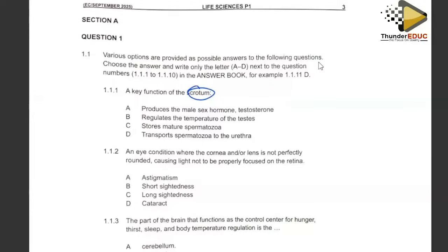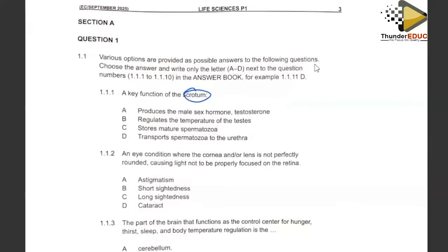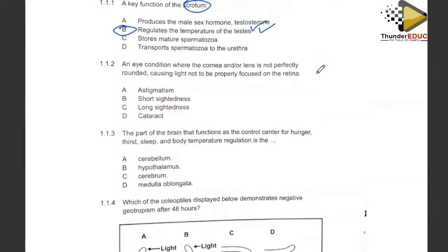If you look at these answers, you see: production of hormones, no. Store sperms, no. Transportation of spermatozoa, no. The function is this: regulates the temperature of the testis. So it's like protection. That's 2 marks for that question.